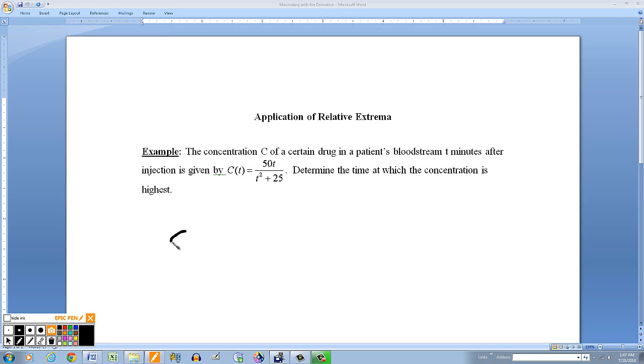So we want to find C prime of t, the derivative of this particular function. Since it's a rational function, it's going to involve the quotient rule. So the derivative of this function will be this. In the denominator, I'm going to have the square of what's in the denominator of the original function. So in the bottom here, I'm going to have t squared plus 25 quantity squared.